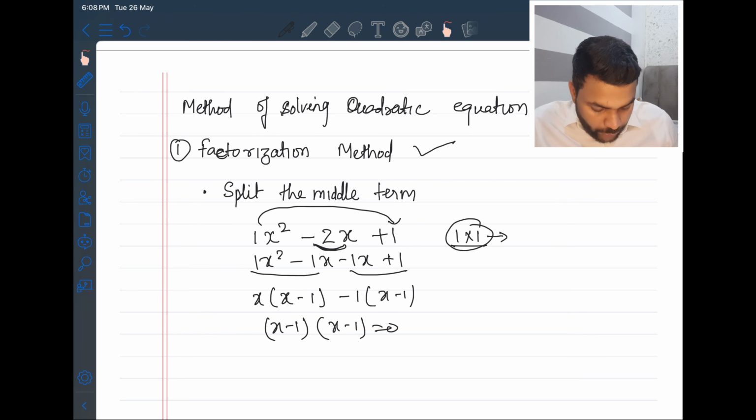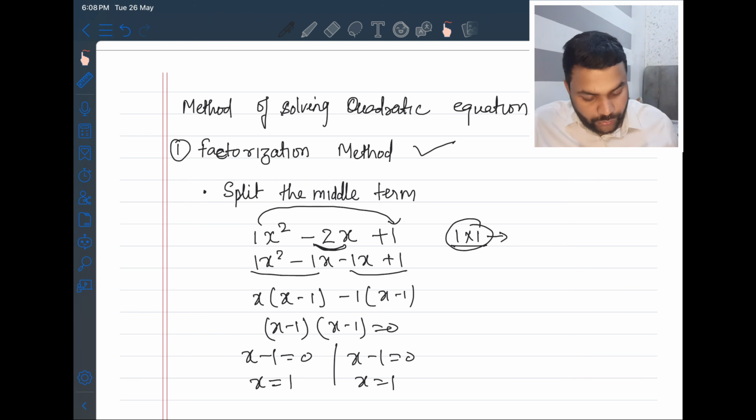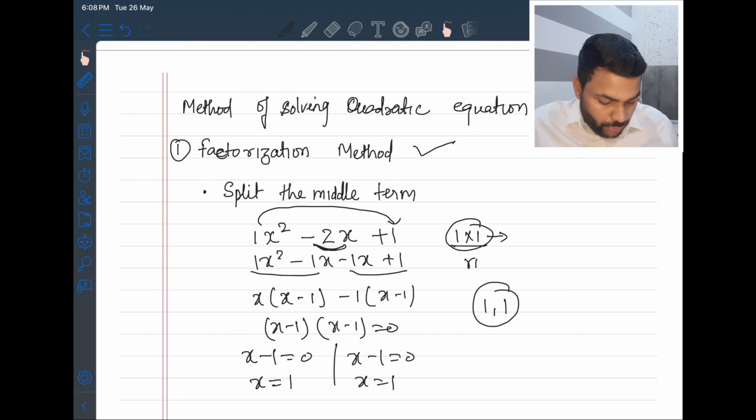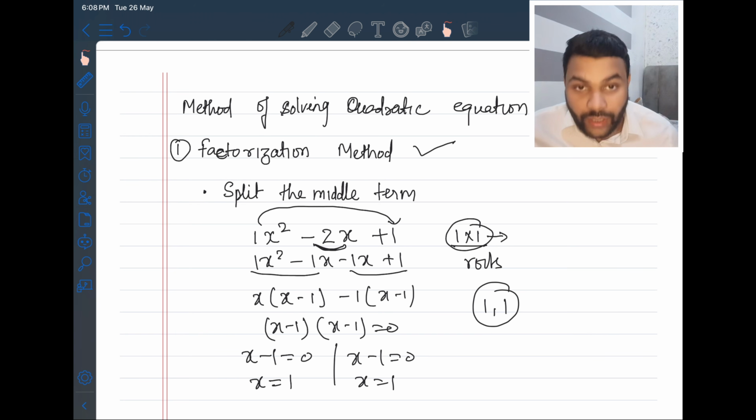So from equating x minus 1 equal to 0, here again x minus 1 equal to 0, we get the roots or zeros of the quadratic equation. So 1, and they are the same zeros. So this is the zeros or root of this quadratic equation. So we can solve it by using the factorization method that we have learned in our previous classes.